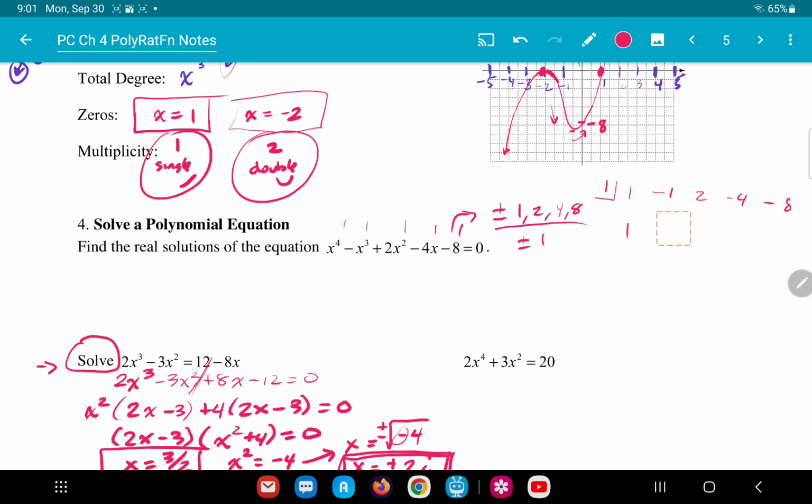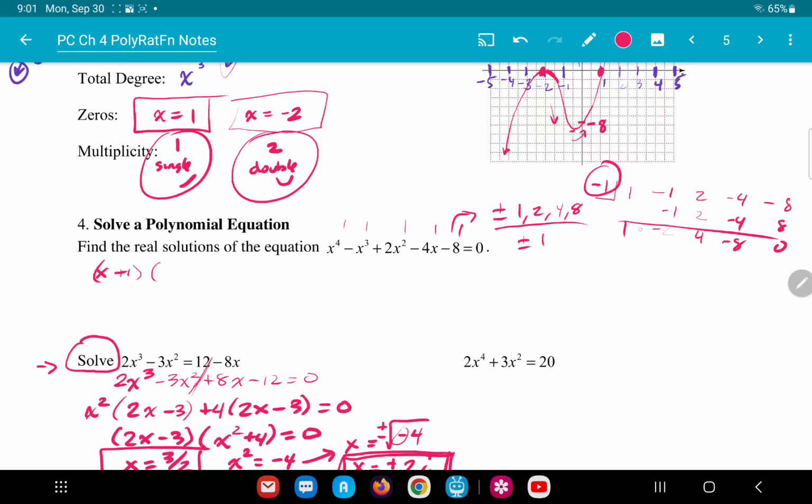I'm just going to go ahead and erase because I don't have a whole lot of space here. Let's just do it again. 1, negative 1, negative 2, 2, 4, negative 4, negative 8, 8. Beautiful. This one does work. So we see that this one is going to have a factor of x plus 1 because that's what negative 1 gives us, x plus 1.